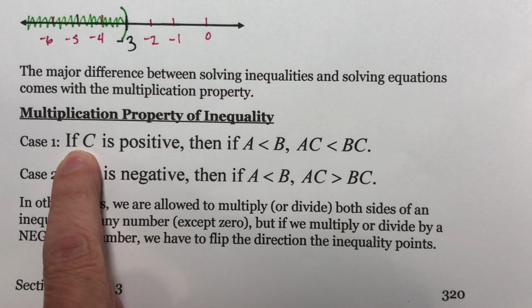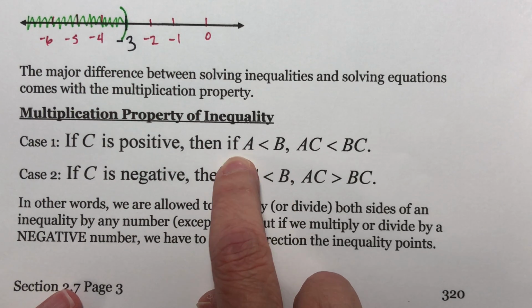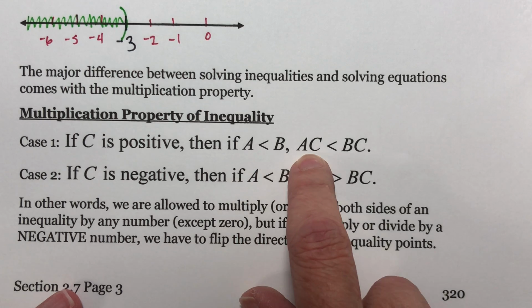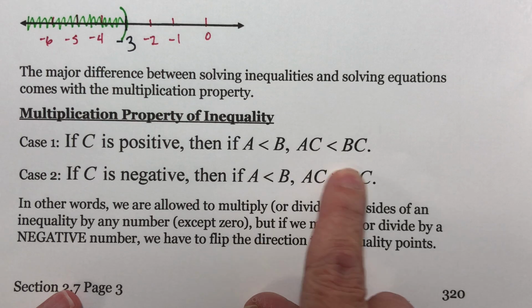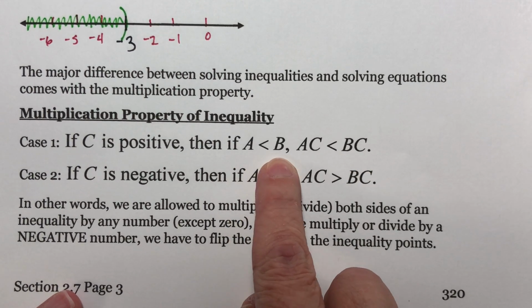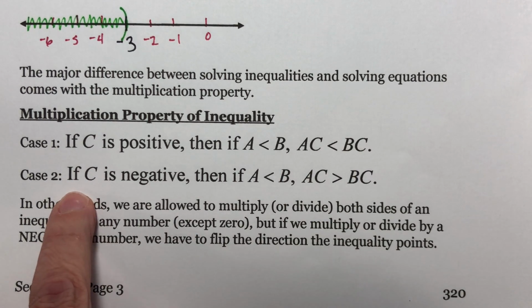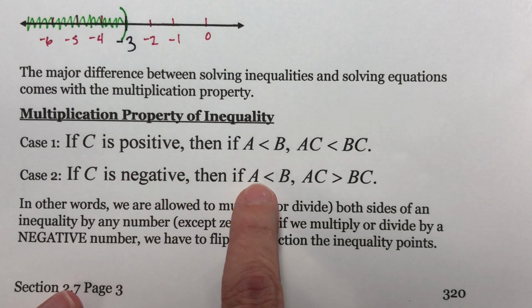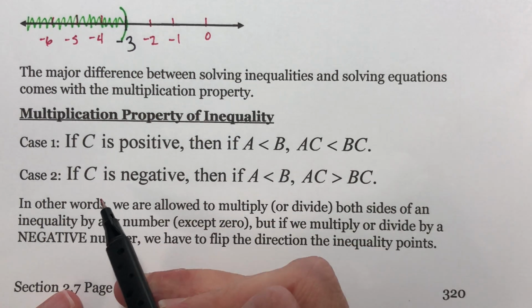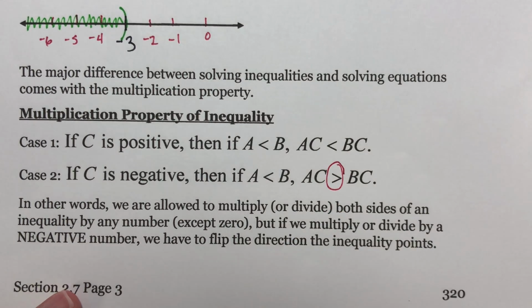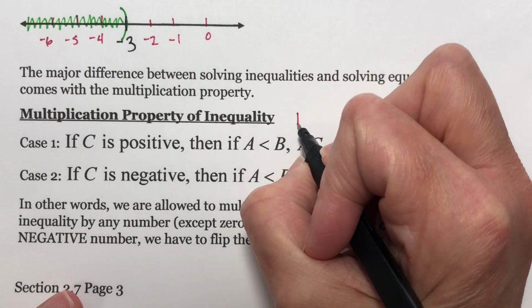Okay, if c is a positive number and we have an inequality, if a is less than b, then we are allowed to multiply both sides of an inequality by that value and everything is the same. So I can multiply both sides of an inequality by a 2 and we're all good. But if c is a negative number and I have an inequality, I am still allowed to multiply both sides by that negative number, but if I do that, my sign has to flip around. Okay? This is also division.